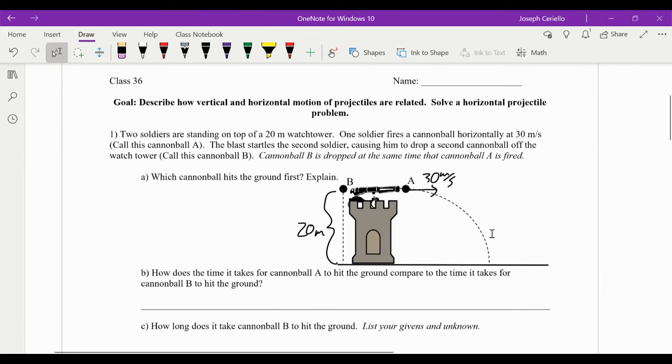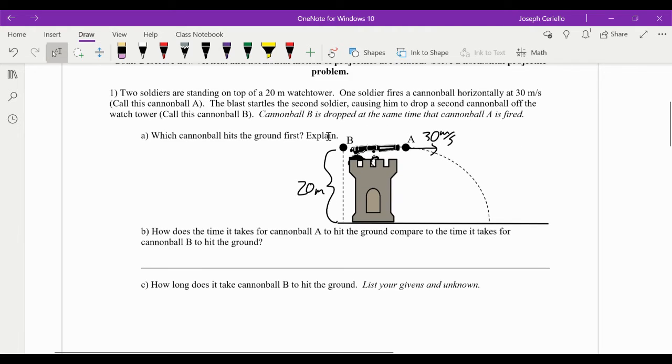We're going to get a little bit more into horizontal projectile questions. So, read the scenario there. We have two cannonballs. One is dropped and the other one is fired. They're both from the same height, 20 meters. The one that's fired is fired horizontally at 30 meters per second. So which cannonball hits the ground first?